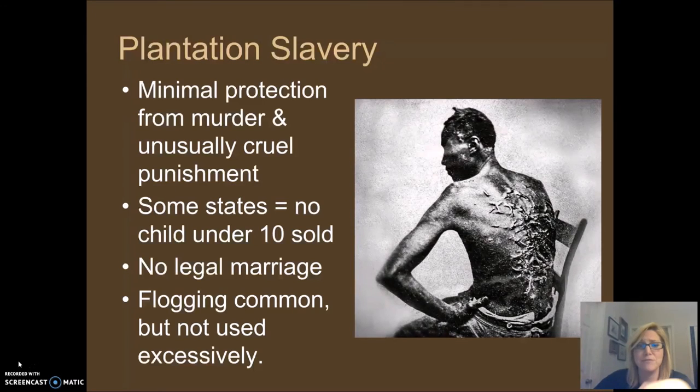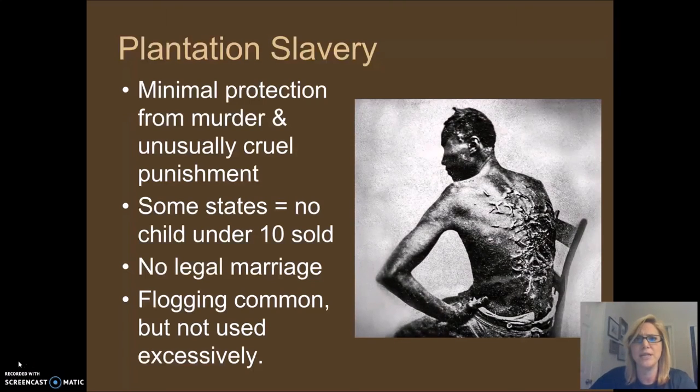In some states, no child under the age of 10 was sold. Now, if you think about this, at this point, the slave trade itself is illegal. So that triangular trade, that's illegal. You cannot buy slaves from Africa or from the West Indies or from the Caribbean. So what ended up happening is they would actually impregnate female slaves. Female slaves were highly regarded because they could produce more slaves. It was like a loophole around the banning of the slave trade.